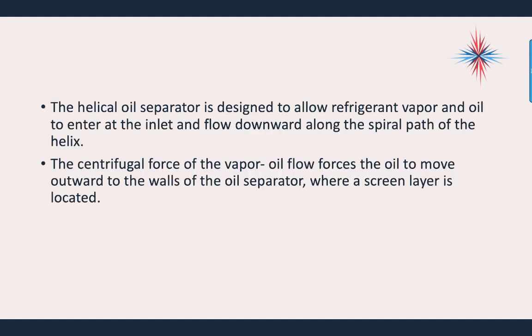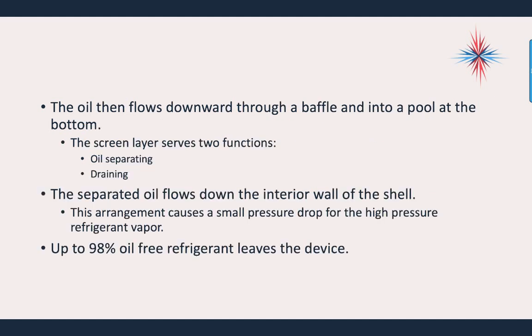The helical oil separator is designed to allow refrigerant vapor and oil to enter at the inlet, flow downward along a spiral path of the helix. The centrifugal force of the vapor oil flow forces the oil to move outwards to the wall of the oil separator, where a screen layer is located. The oil then flows downward through a baffle into a pool at the bottom. The screen layer serves two purposes. It helps separate the oil as it goes around the helix, and it allows draining because the oil molecules and droplets will drain down the stream.